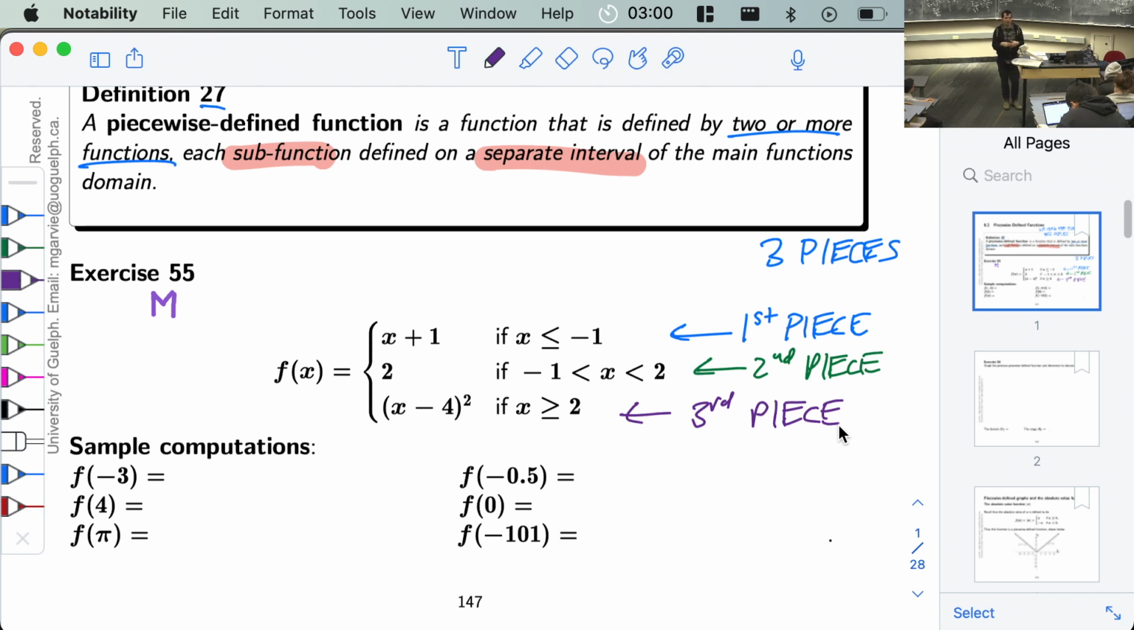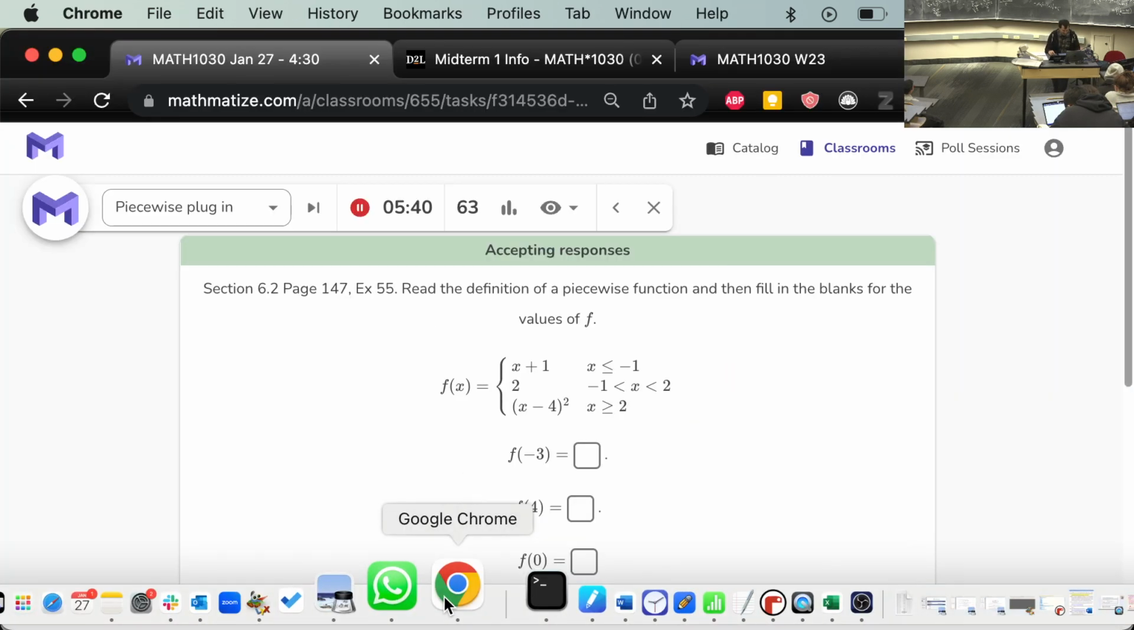If you're used to computer programming, it really is an if statement. If x is less than -1, you use the first piece. If x is between -1 and 2, you use the second piece. If x is bigger than 2, you use the third piece. And so when you feed in a different x value, you go to the right piece, you plug in, and you see what happens. That's what you had to do in Math1030.